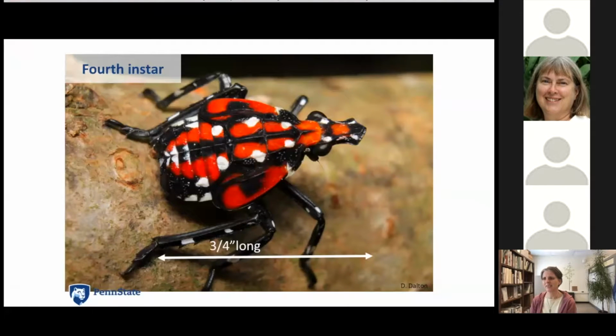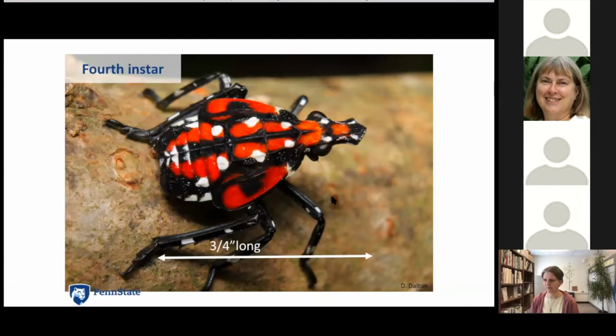The first instar has often been confused with ticks. They don't look that much like ticks, but we don't like looking very closely at insects, so some people have thought they look like ticks. But again, you'll tend to see them in swarms, which is less common in a tick. The picture you're looking at now is the fourth instar.